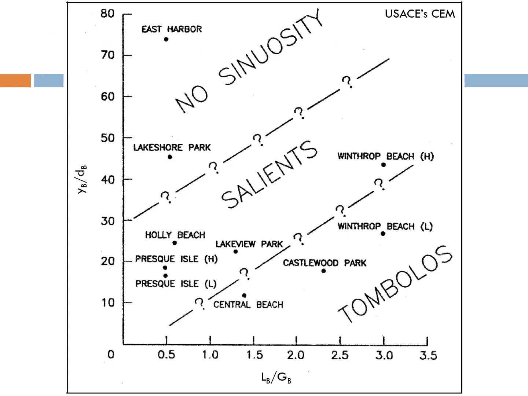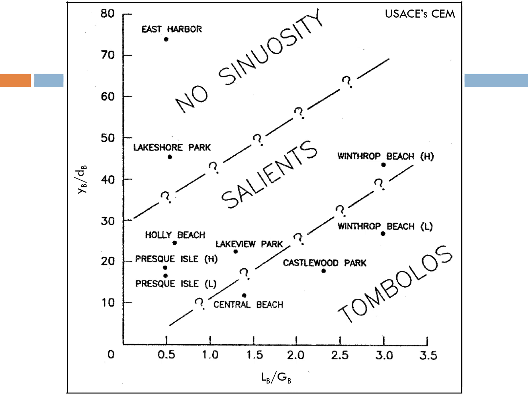This figure here is taken from USACE's Coastal Engineering Manual, which shows a compilation of the observation of tombolo and salient formation at various coastal locations in the United States. On the top left is no sinuosity, meaning that the coastline has not responded to the offshore breakwater, and thus there is no salient, and there's also no erosion.